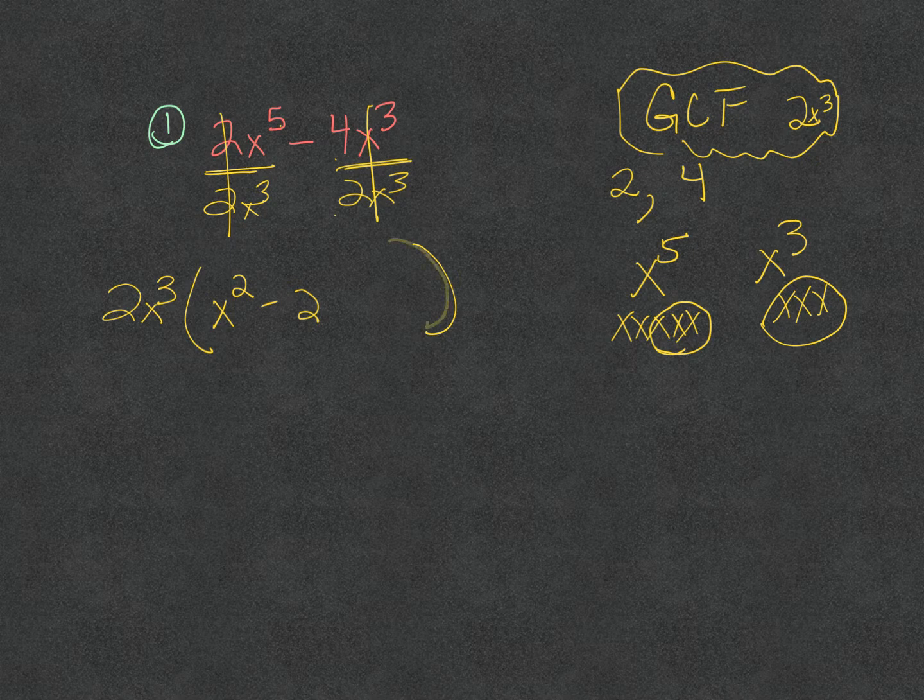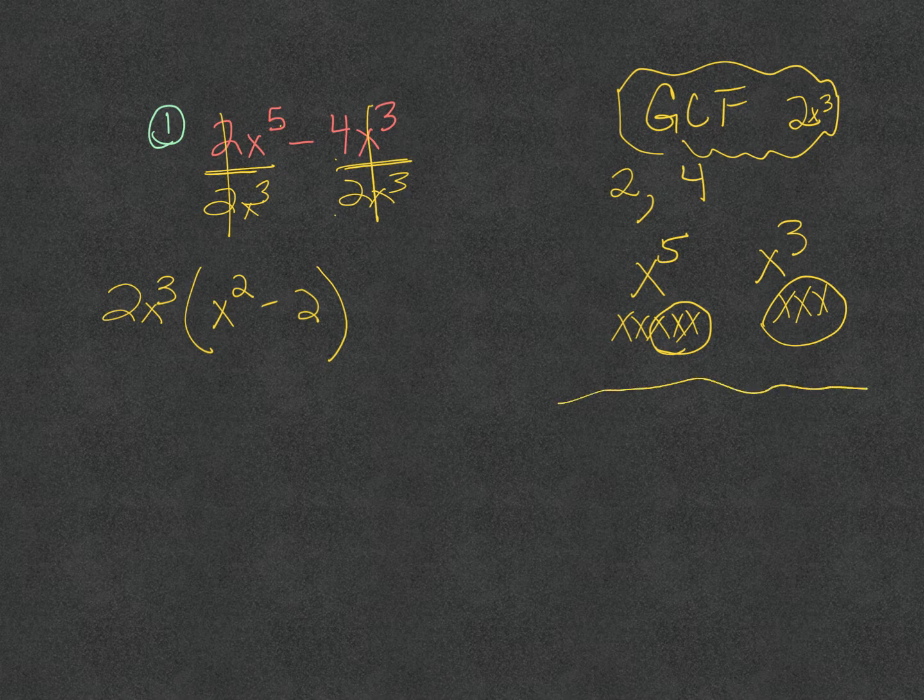So if I'm looking here at my answer now, I see that I have a GCF of 2x to the third. Remember that I always have to look at what is left inside of the parentheses to see if it can factor further. And what's left inside the parentheses is x squared minus 2.